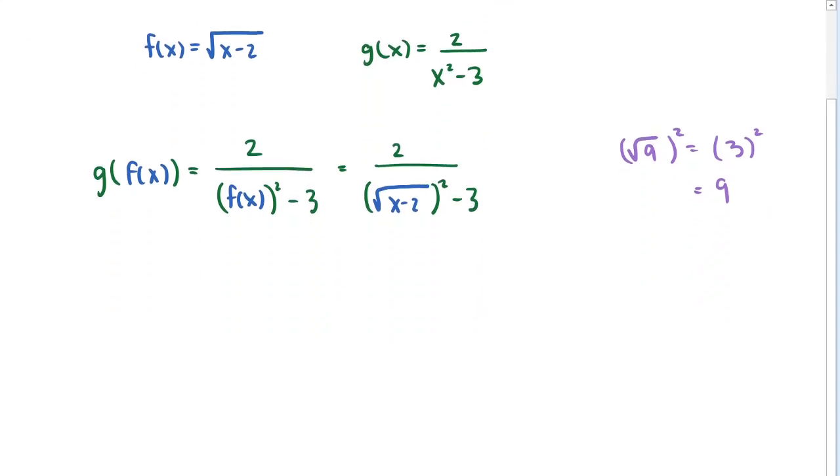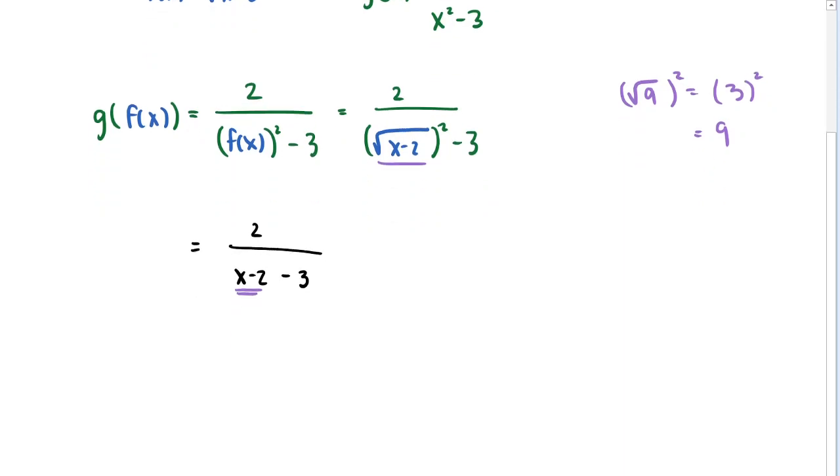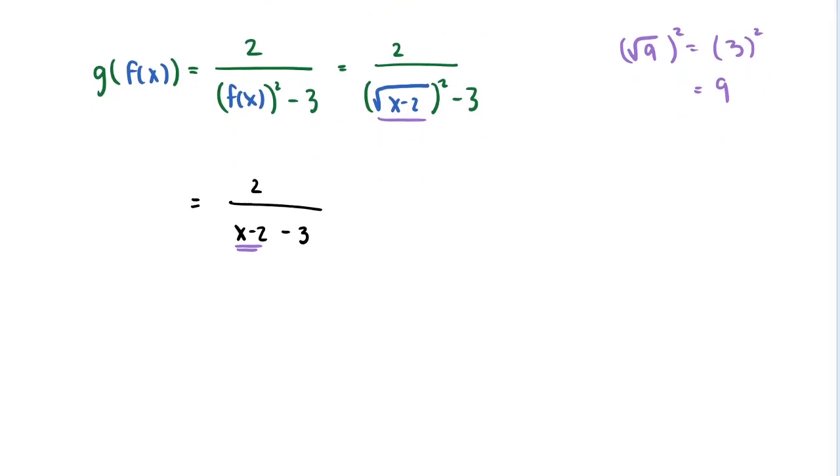And so here we can see that if I have 2 over the square root of x minus 2, and then I square it, well, that's just going to leave me with x minus 2. And then I still have the minus 3 afterwards. And so here I'm referring to that x minus 2, the square root of x minus 2 squared. And then what we get out at the end of the day here is 2 over x minus 5. So this is an expression for the composition of the functions g with f.